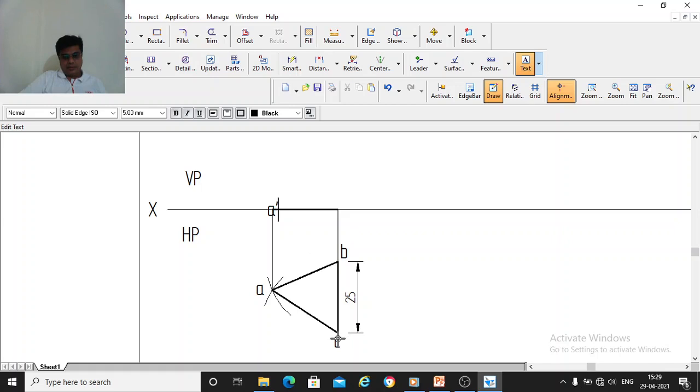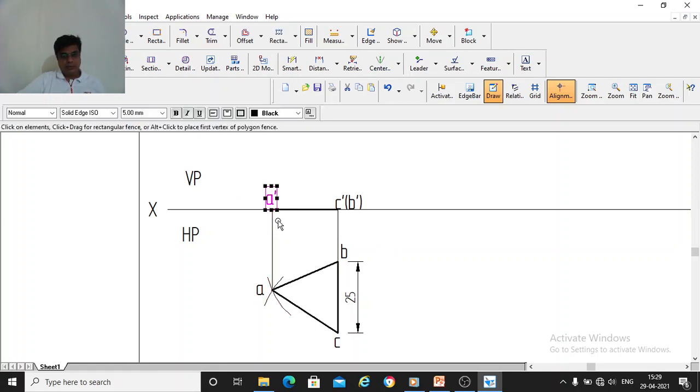And this is C. So C is projected here and B is behind C. So what will this be? This will be C dash. Since B is behind C, it is not visible, so put that in the bracket, B dash. So this is how you have to name the corners.